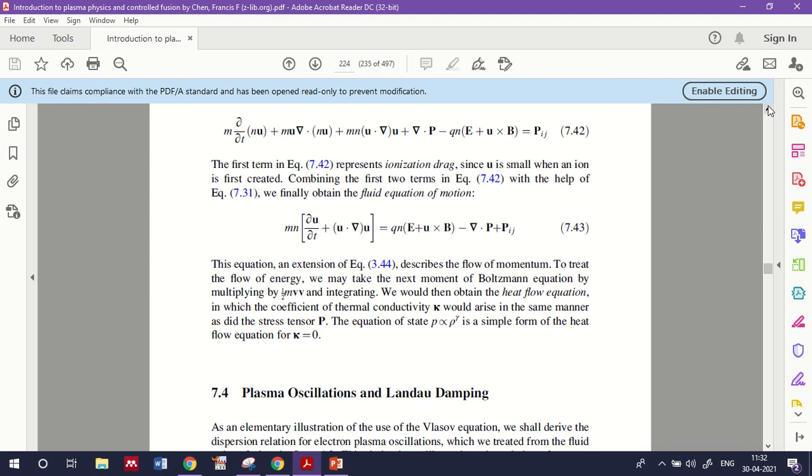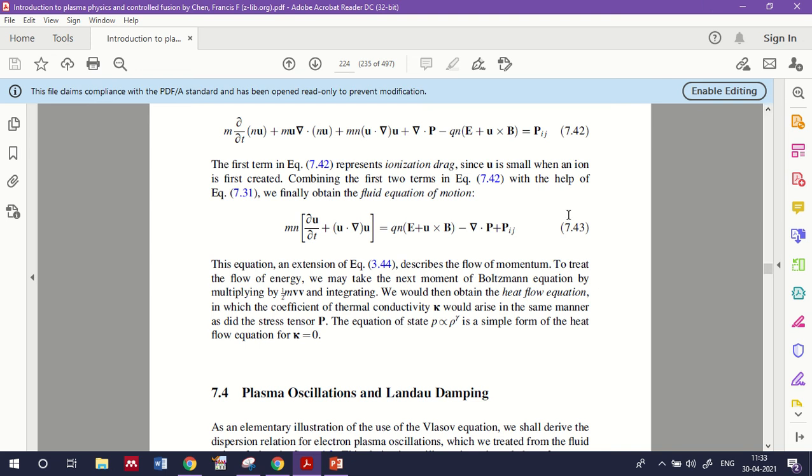Now we have just taken the integral over the Boltzmann equation with respect to dv, and then we get the equation of continuity. Hope you remember that. In the second case, we multiplied the Boltzmann equation with mv, then we took the integral of that, and we obtained the fluid equation of motion.